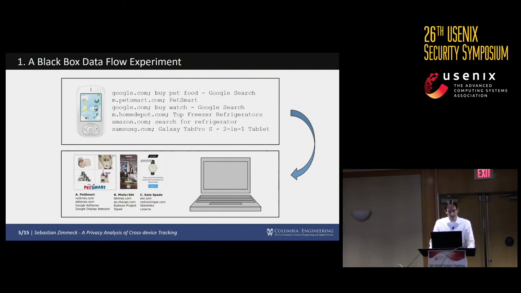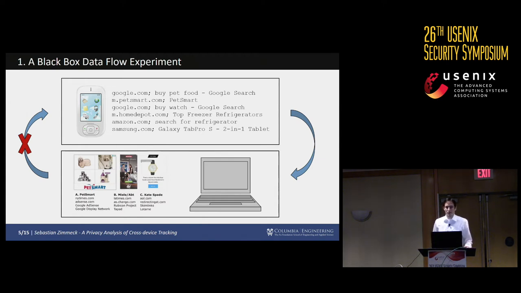We received the PetSmart ad and also ads for buying a watch and buying, I guess that's related to the refrigerator, appliances in general. And so that makes us believe that actually these ads were targeted to us based on the history of the desktop browser. Now, what is interesting is that the other way around did not seem to work.